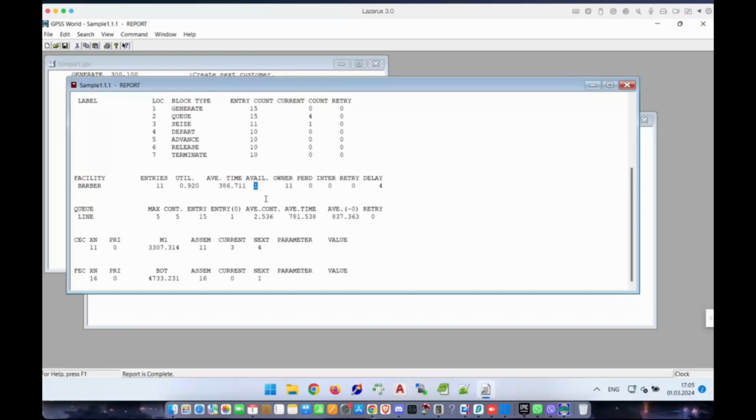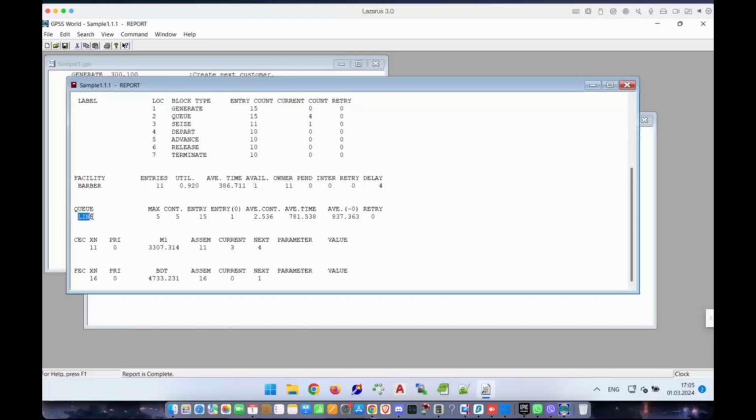The next one shows if, at the moment the simulation stopped, the facility has a connection to a transact, or if the slot of the facility is taken by a transact at the moment when the simulation was stopped. And all the rest is not very interesting.